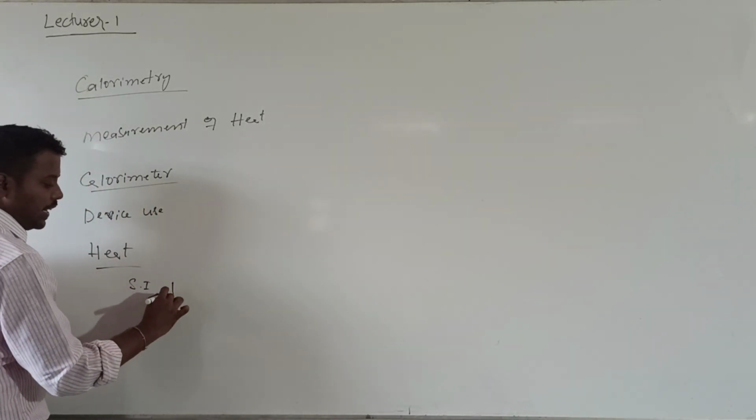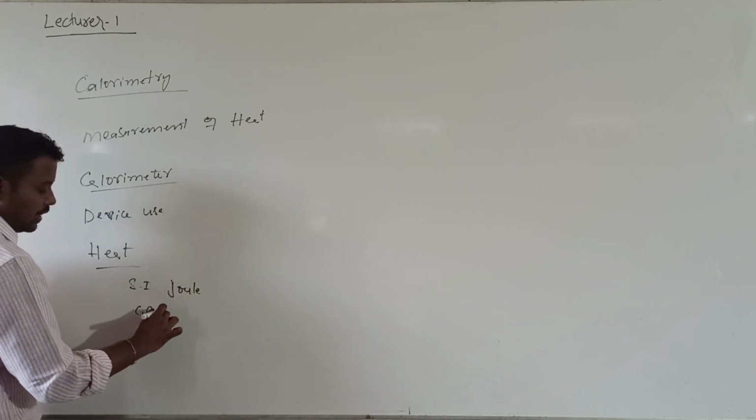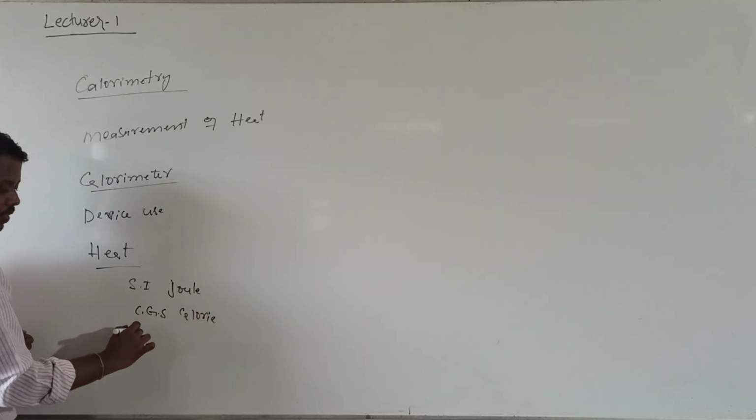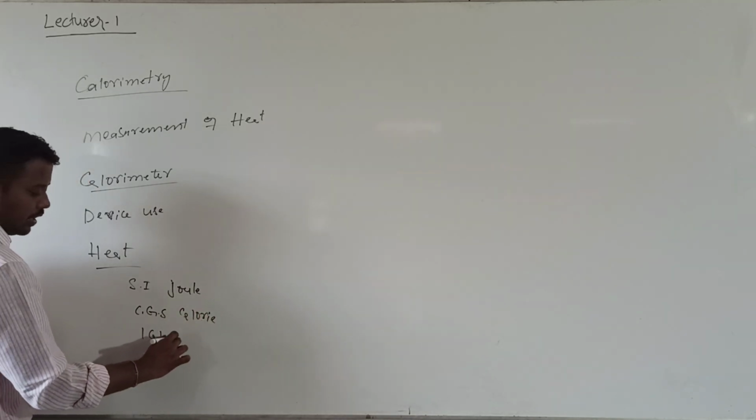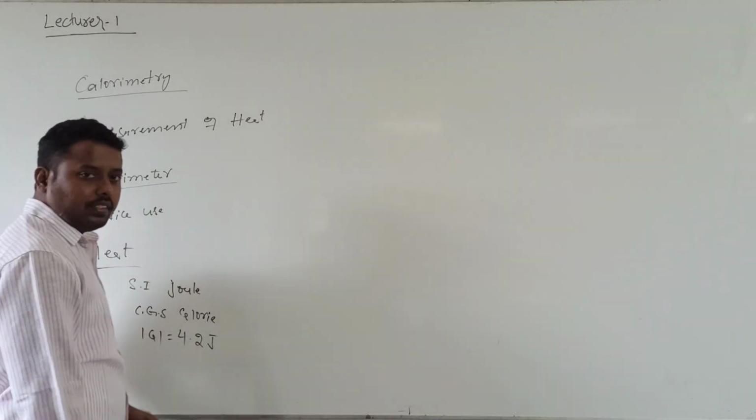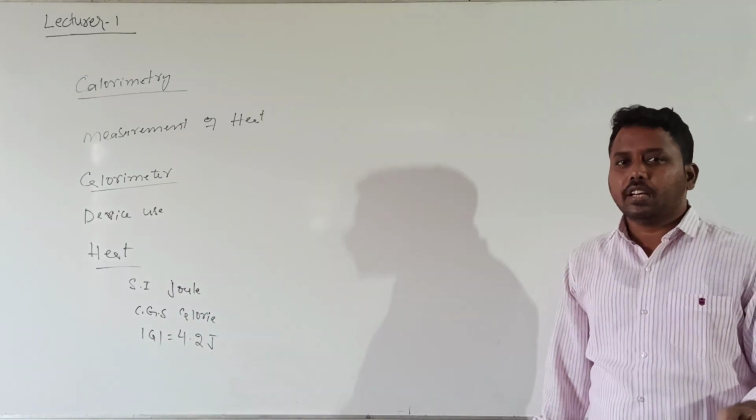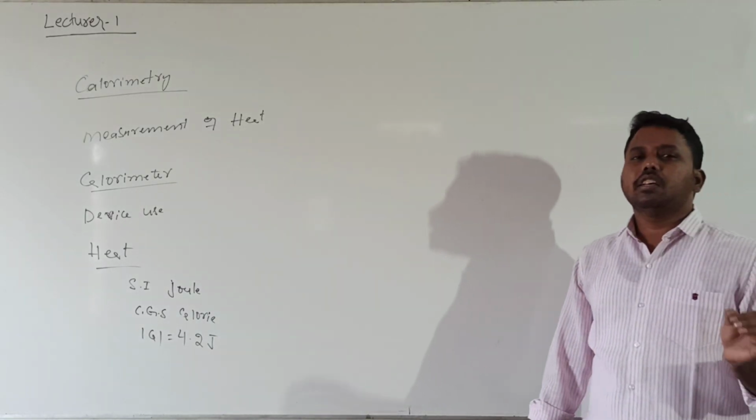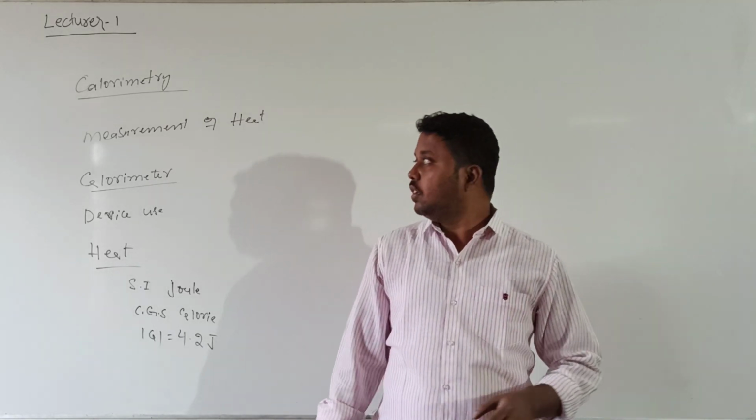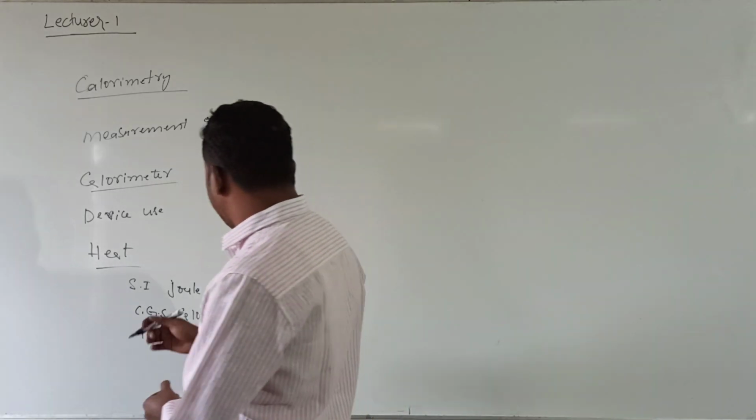The SI unit of heat is joule, whereas the CGS unit is calorie. This conversion we also know: 1 calorie is equal to approximately 4.2 joules. The conversion throughout this chapter is very important. 1 calorie is equal to 4.182 joules, which can be approximately taken as 4.2 joules. So that is the definition of heat.